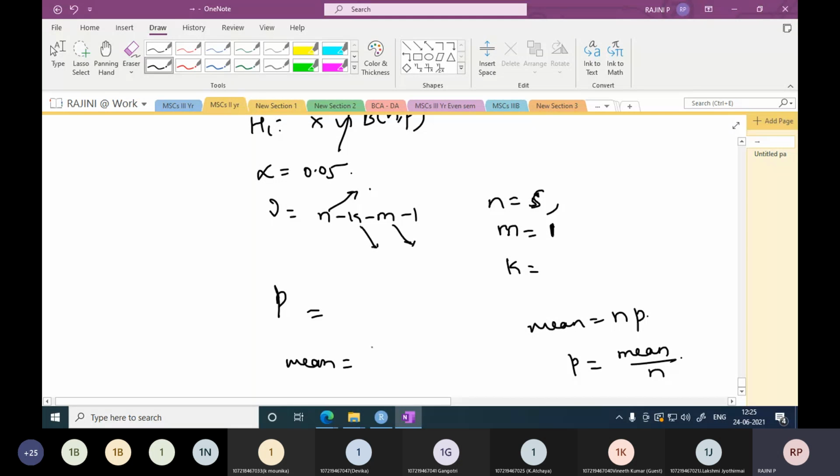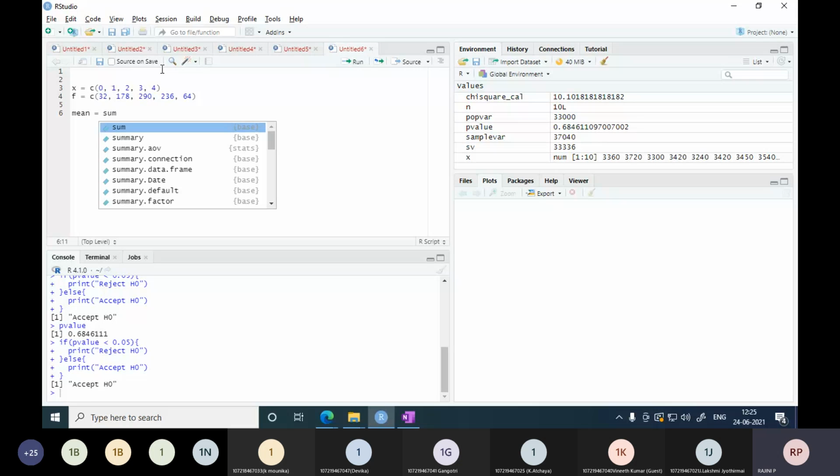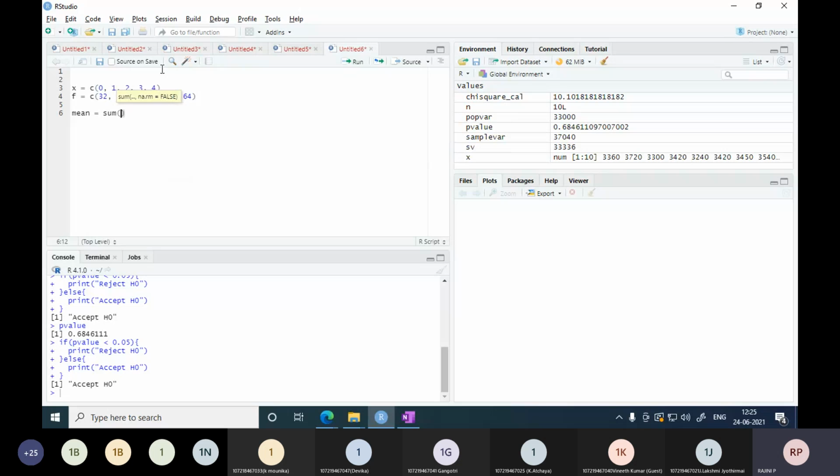Okay. So what is the mean formula? The data is discrete data. X and F they have given. Summation of fi xi by summation of fi, right? So do the calculation here first. Calculate the mean value. Mean is equal to the summation of, that means sum, open the bracket, F into x, and divided by summation of f. Is it clear? Yes, ma'am.